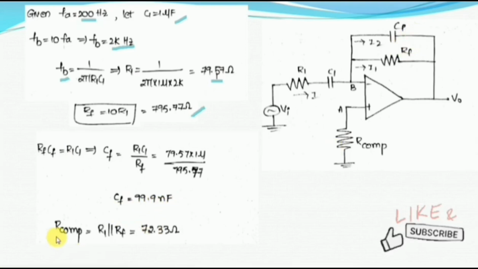At last, the R compensation value is R1 parallel to RF. Here R1 is 79.57 and RF is 795.77. Simply calculate the parallel equivalent resistance of R1 and RF, which is R1 RF by R1 plus RF. If you substitute those values, finally we obtain 72.33 ohms. So by following those 5 steps, we can design this practical differentiator circuit very easily. Thank you.